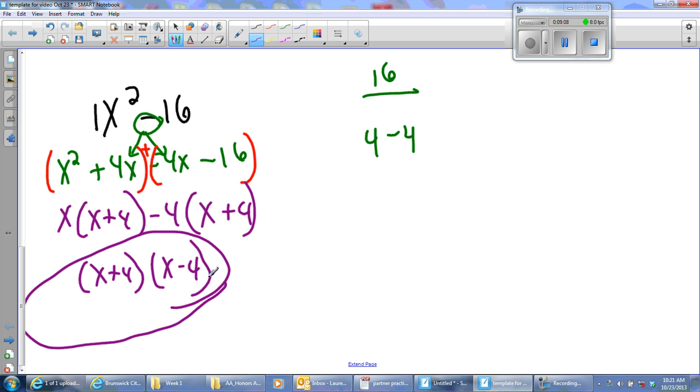And if I FOIL that, you should notice that your inners will get 4x and your outers get minus 4x, and they would cancel, leaving you with x squared minus 16. All right, that's it. That's all we're doing. This should be pretty easy.